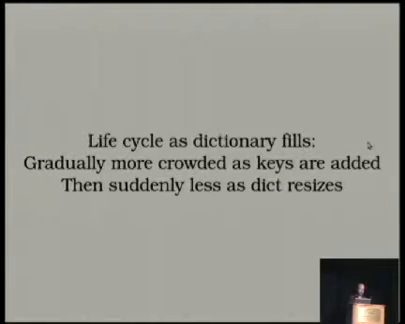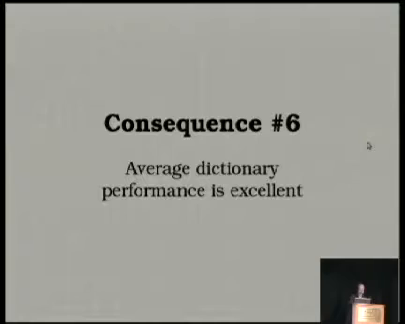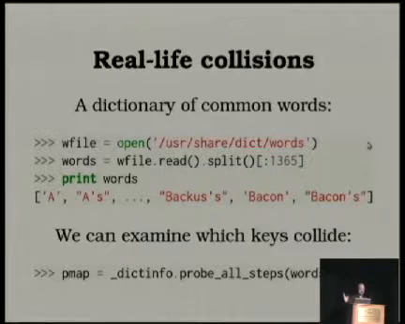So the life cycle as a dictionary fills is it gets more crowded as keys are added, then suddenly less crowded again as the dict decides it's too full and resizes. So, consequence number 6 that we can draw and observe: average dictionary performance is excellent.